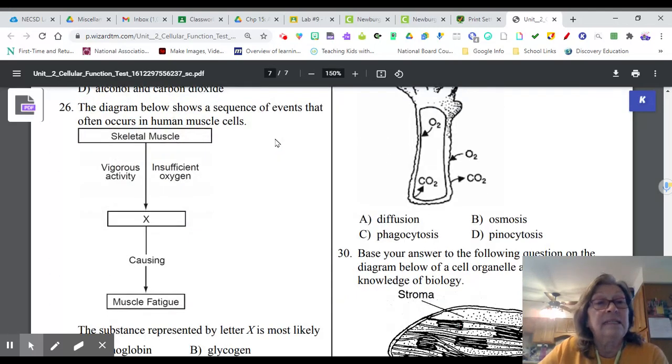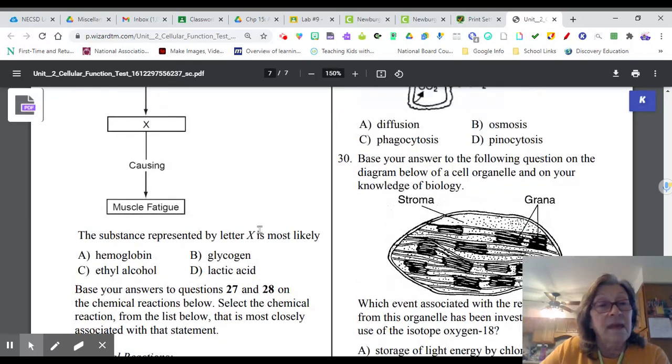Question 26. The diagram below shows a sequence of events that often occurs in human muscle cells. Skeletal muscle, vigorous activity, insufficient oxygen, X, causing muscle fatigue. The substance represented by the letter X is most likely A, hemoglobin, B, glycogen, C, ethyl alcohol, or D, lactic acid?